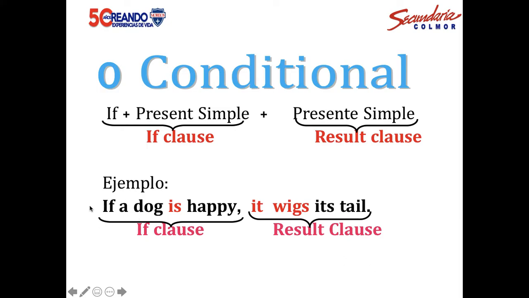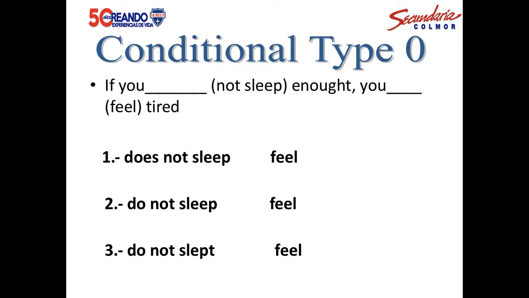Can you see? We are using if clauses, and "if a dog is happy" is the if clause, "it wags its tail" is the result clause. Okay, for zero conditional, we are talking about the present simple. Don't forget. Now we have one exercise here for zero conditional, or conditional type zero. Let's complete this sentence using the three options that we have here.